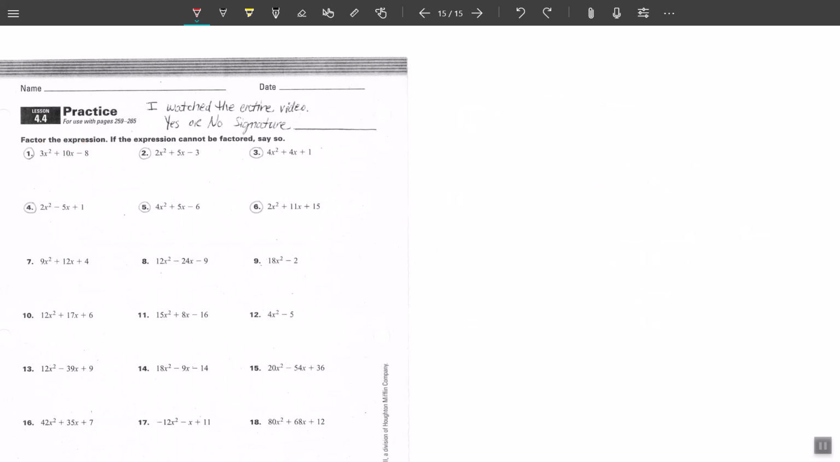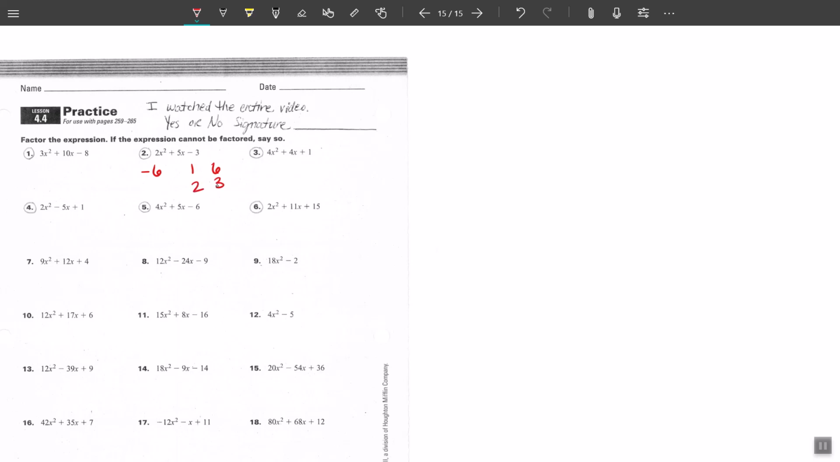All right, let's follow those steps again with number 2. So we're going to multiply our a times our c. In this case, that will give us negative 6. We're going to find factors of that product of a and c. So our options are 1 and 6. Again, I'm ignoring the negative sign just for a moment.